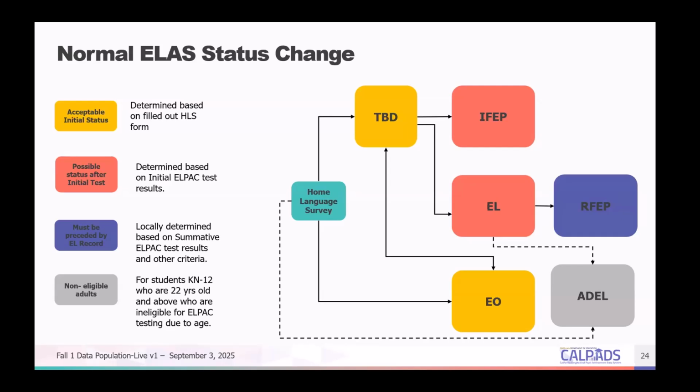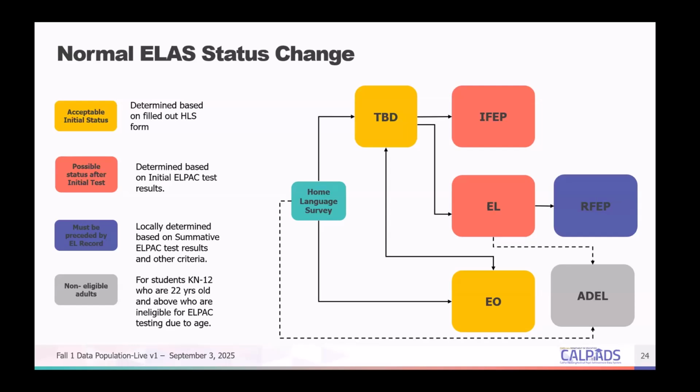The arrows on this slide show the logical progression of the different ELAS statuses. If a change is being made to a student's ELAS that is not represented by an arrow on this slide, it is not a logical sequence and a correction code must be used.